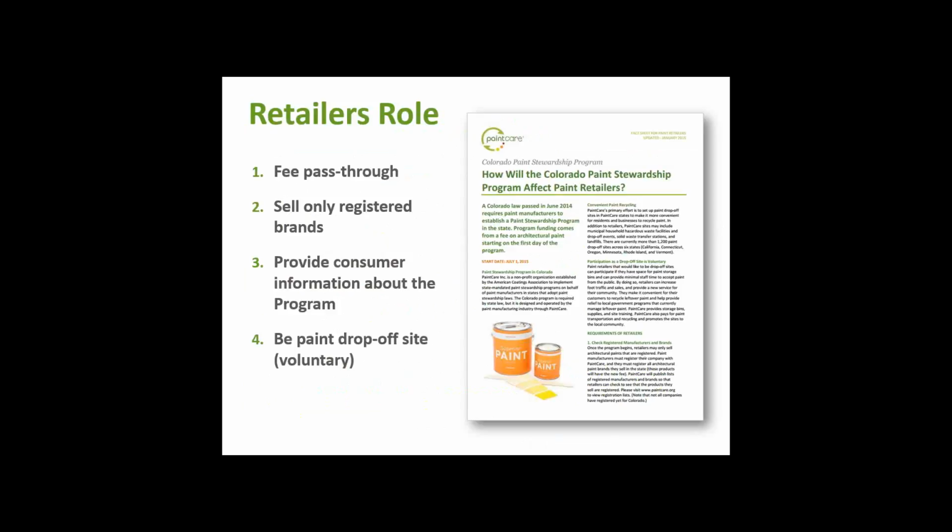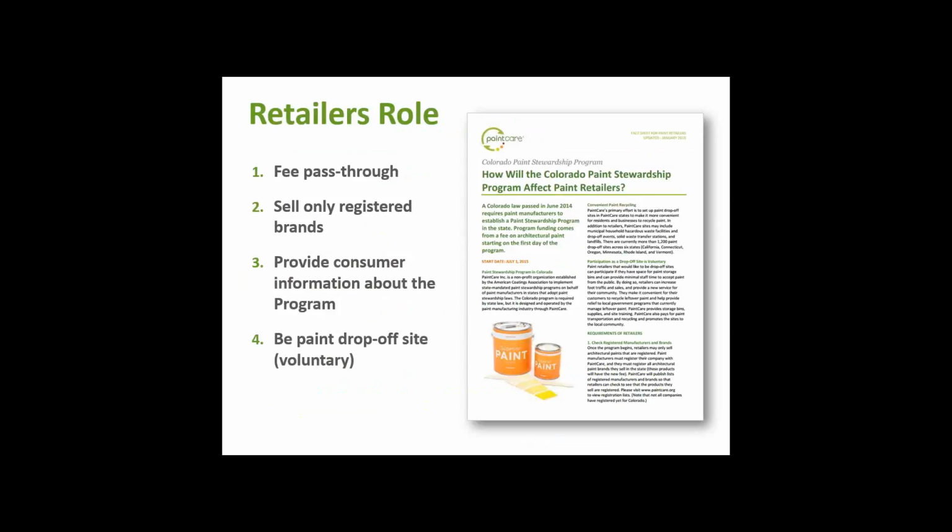It's important, if you haven't already, to take a look at the PaintCare list and compare it to what you have on your shelves to make sure everything you have on your shelf is on that list. You want to identify anything that fits into the description of program products or is an architectural coating, and make sure that brand is registered.